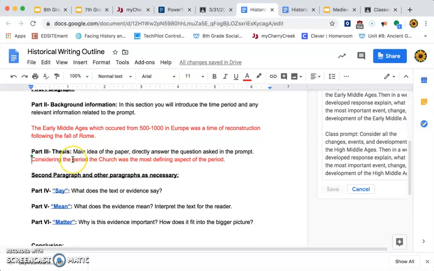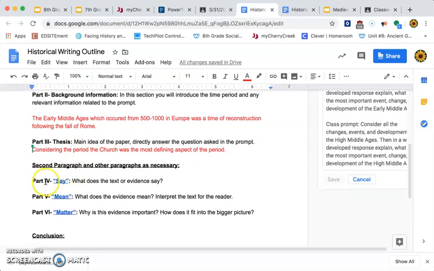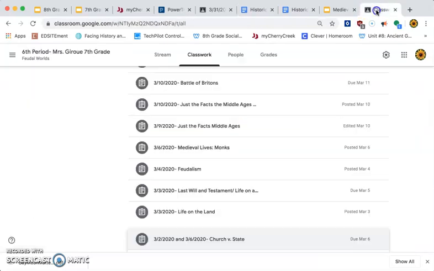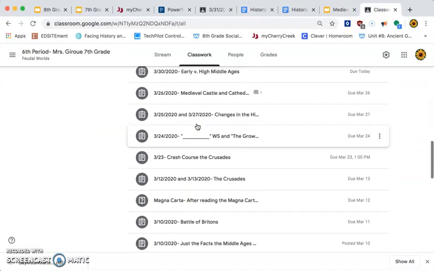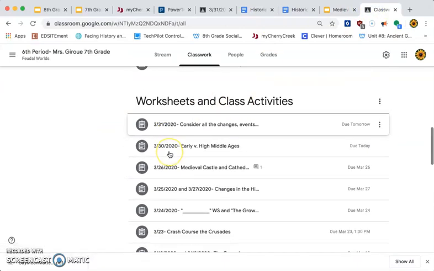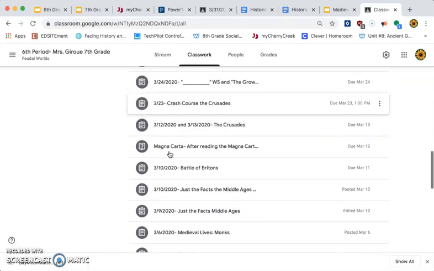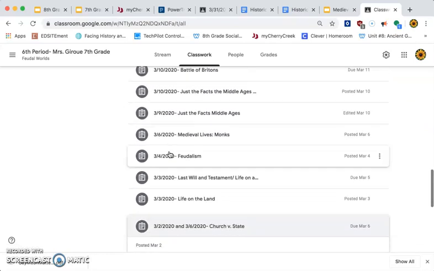My second paragraph now. Wow. I see that I have 3 parts I need to complete. I need to say, what does the text or evidence mean? Meaning that I need to support this with text. So going into Google Classroom, I'm going to look back at worksheets and class activities, and I'm going to find a worksheet about the church in the early Middle Ages.